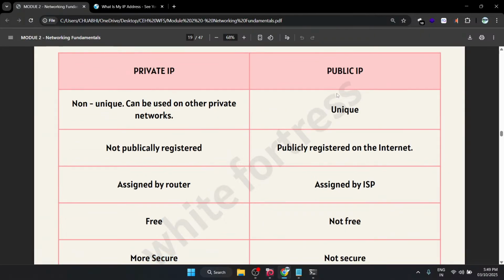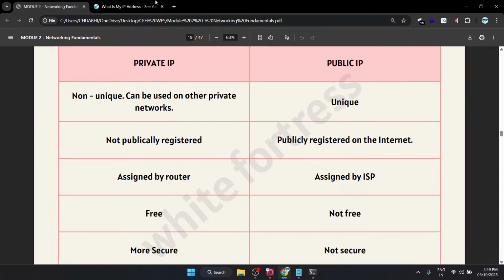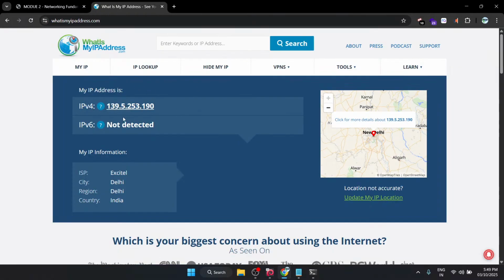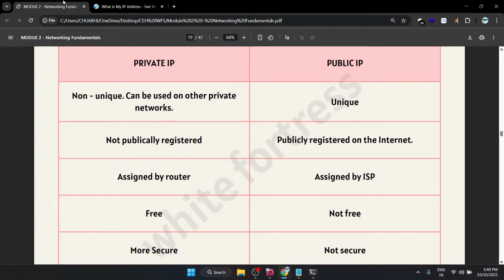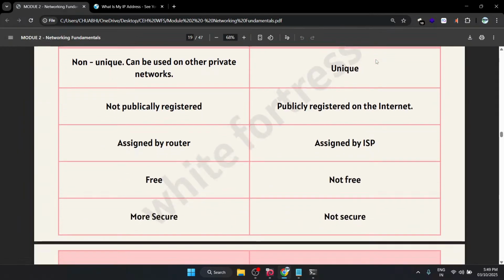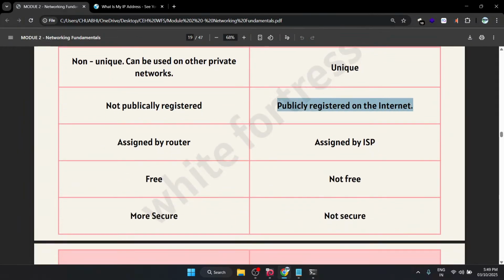But if we talk about the public IP, it is a unique IP. So this is my public IP. This is a unique IP. No other router can have the same IP address. This is publicly registered on the internet.